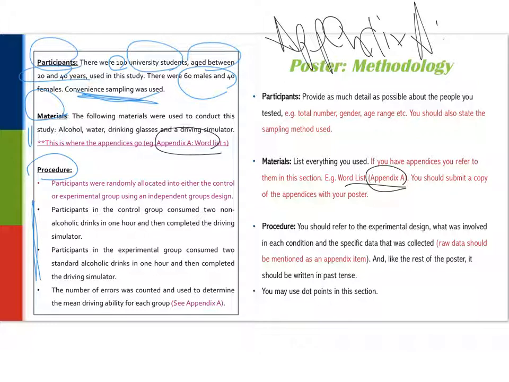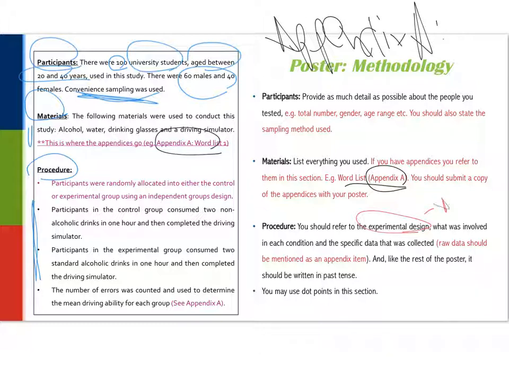With your procedure, again, this needs to be as detailed as you can make it, but it also needs to be concise. You need to refer to what you did, and it has to be clear cut. The first thing you need to do is you need to reference the experimental design used, and of course we use an independent groups design.